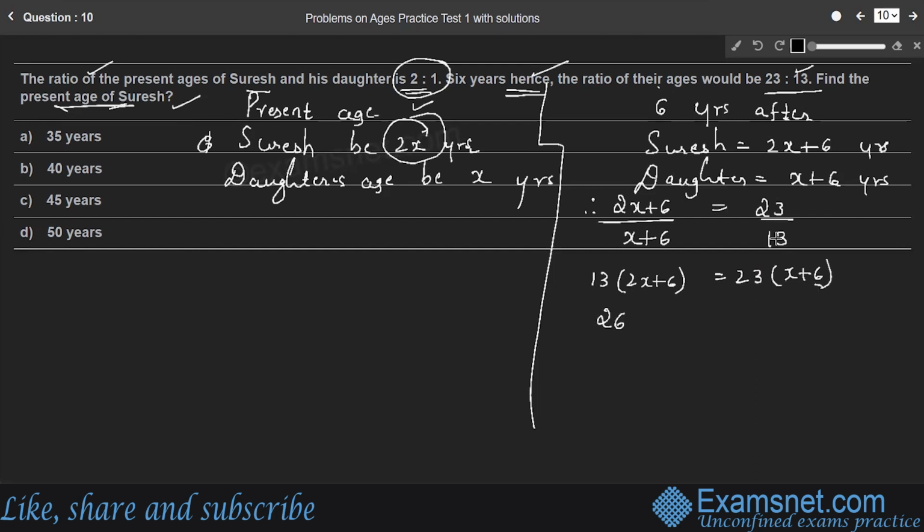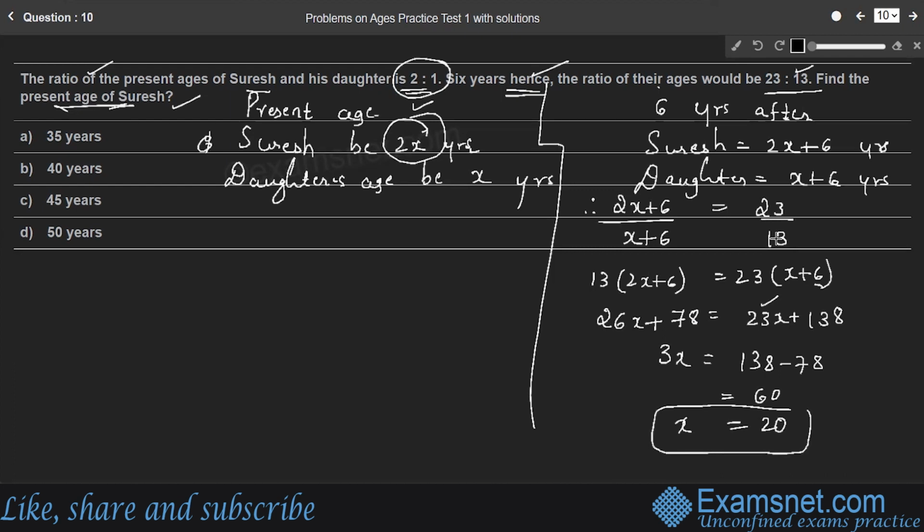So 26x plus 78 is equal to 23x plus 138. So 26x minus 23x, which is 3x, is equal to 138 minus 78, which is nothing but 60, right? Therefore, the value of x is 20. 60 by 3 is 20.